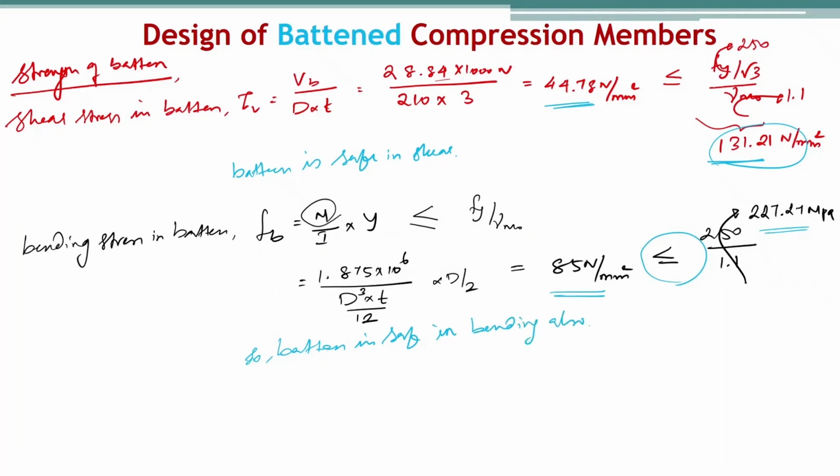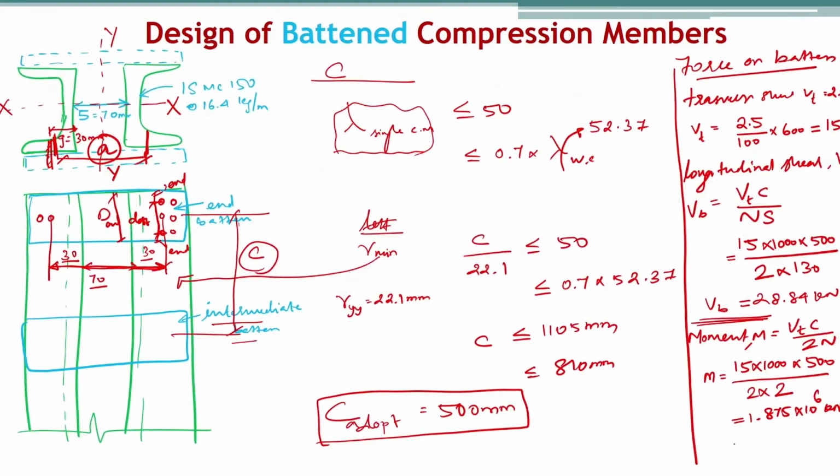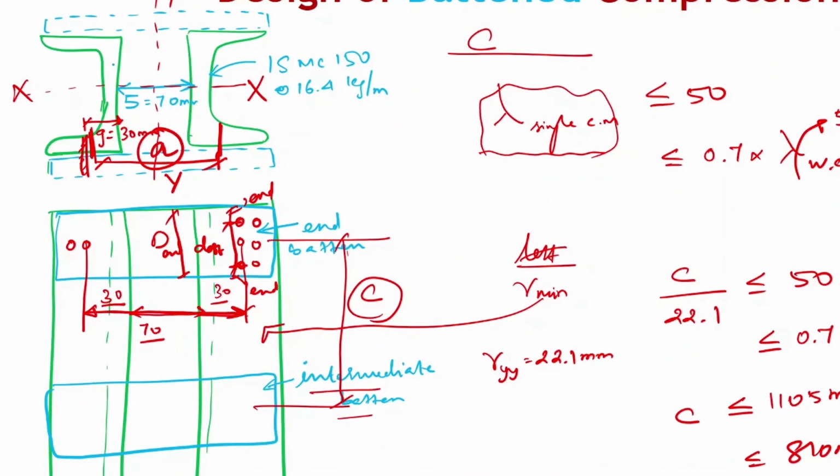So we have designed the compression member and also we have designed the batten. Now we need to design the connection of batten with the compression member. So design of connection.